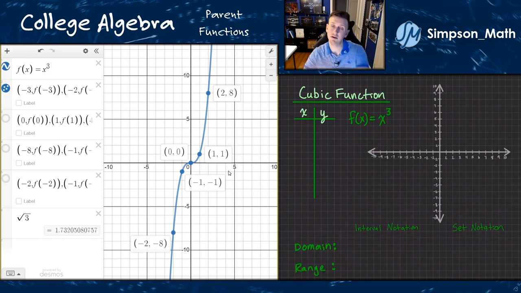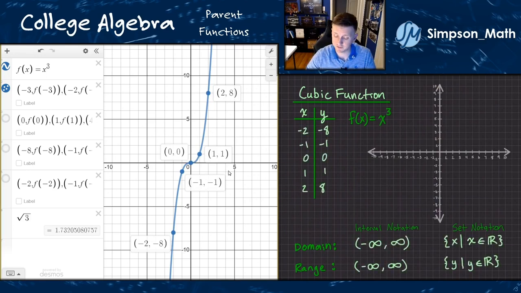I can plug in a million. I can plug in a negative million. I can go from negative infinity to infinity. And especially when I cube a million, it's going to be really, really high. So its domain is negative infinity to positive infinity, and so is the range. So let's write all this down.